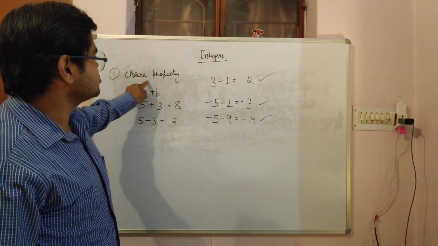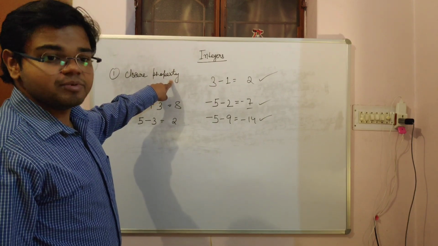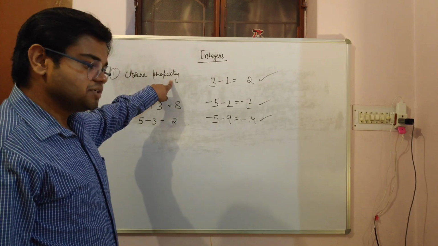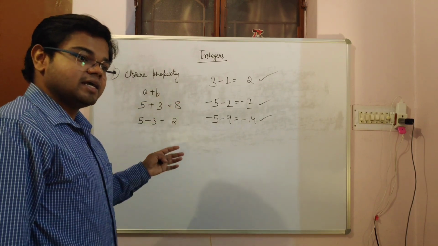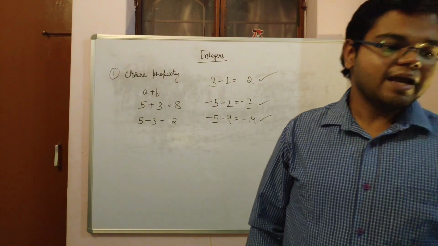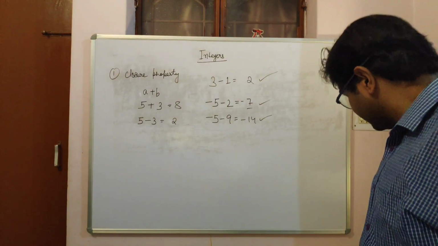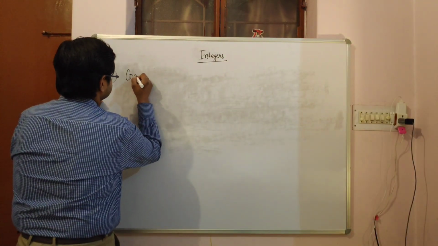That means closure property means if we add two integers, the result will also be an integer, and if we subtract two integers, the result will still be an integer. So integers are closed under addition and subtraction. Now, after this we have, class, the commutative property.